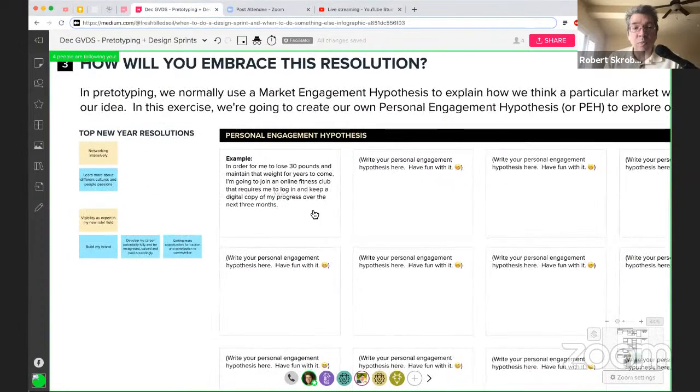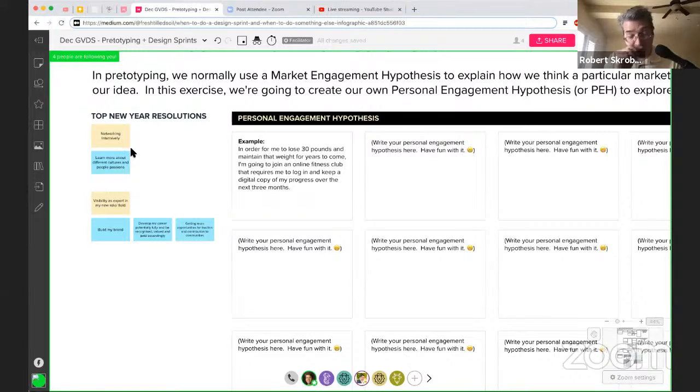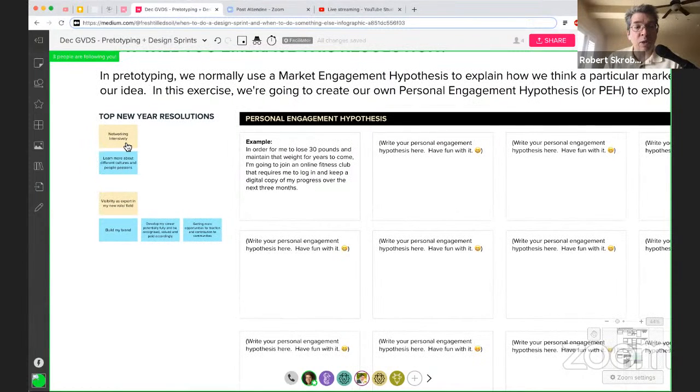What I'd like you to do, if you were someone that put in these New Year's resolutions or even contributed to the long-term goals of each of these, is go ahead and try writing a personal engagement hypothesis here on how you would network intensively to get to this long-term goal. What would be your engagement? What would you do to get to that point? And see if you can summarize it in a couple of sentences.